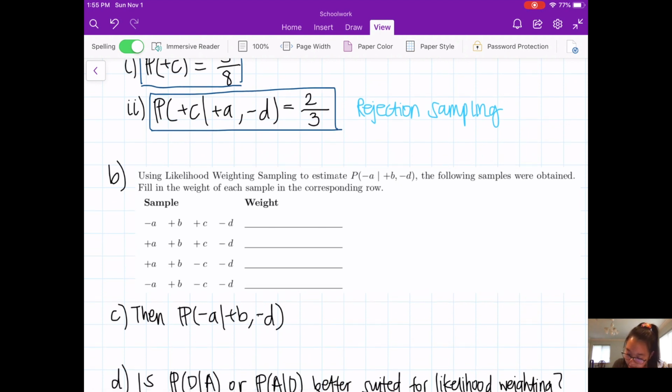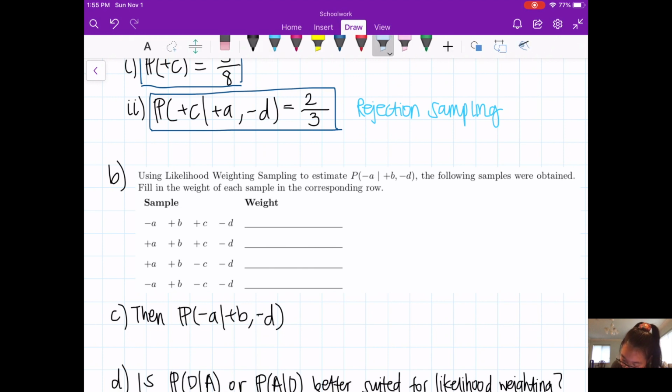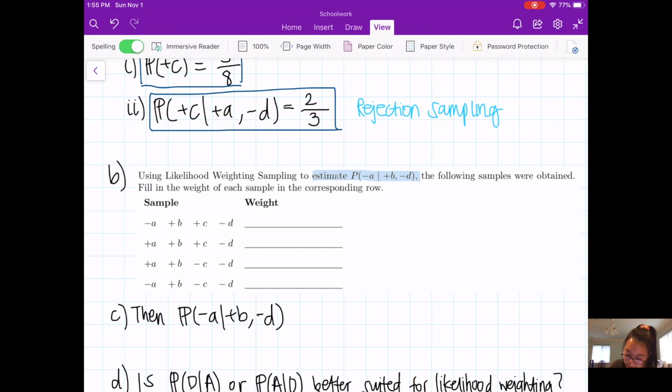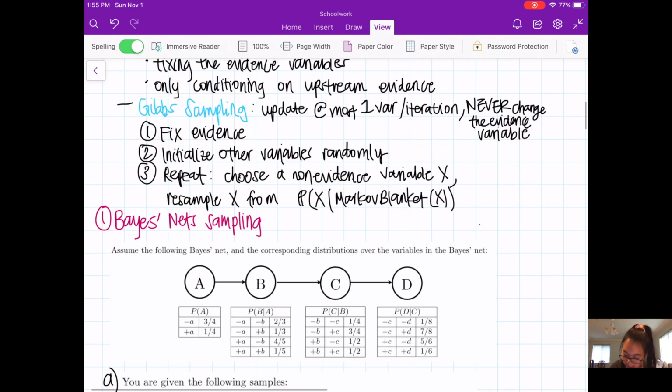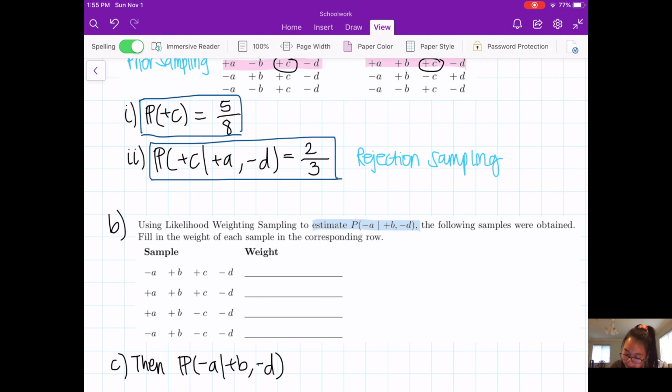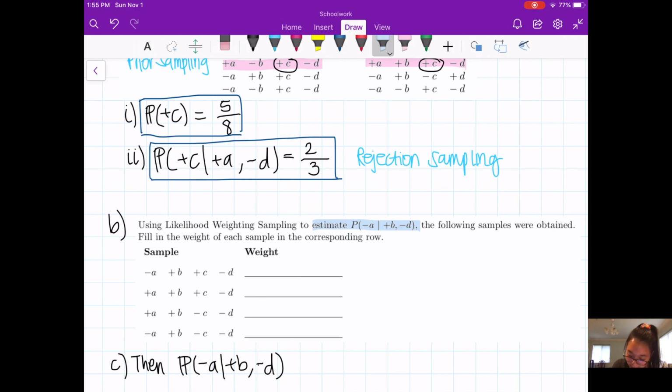And then, yeah, so we want to estimate the probability of negative A given positive B and negative D. And right now we have these samples and they want us to write in the weight for each of the samples. So if we look back up on the mini lecture, our weights will be each of the variables that are the evidence and then given its parents. So here we see that B and D are evidence variables, so we want those values given their parents.